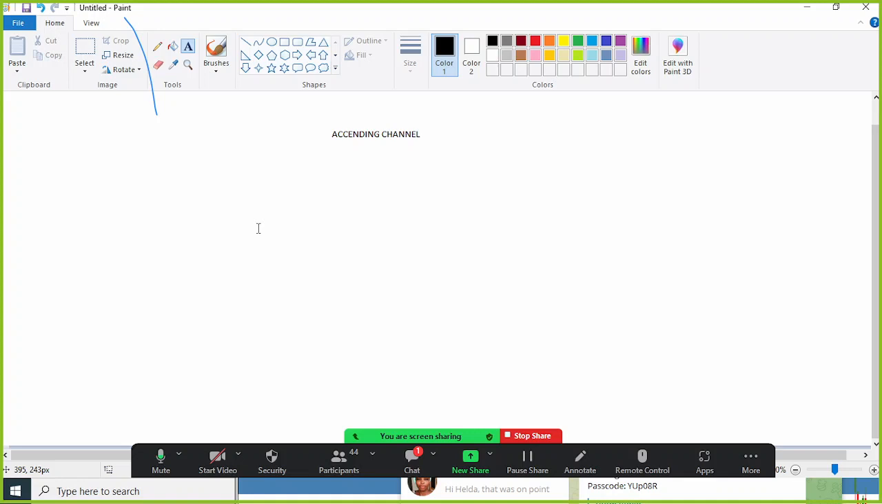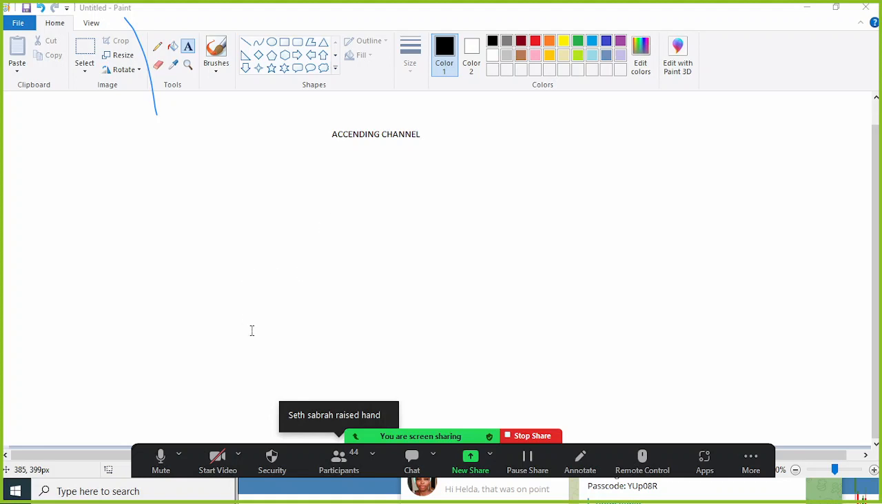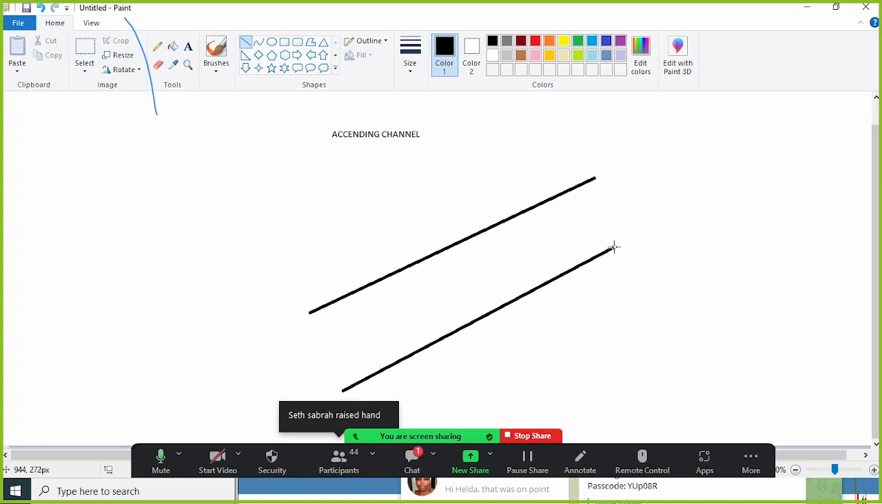So when we say ascending, can somebody please explain to us in your own words what you understand by ascending? Yeah. Hello. Good evening. To my own view, ascending channel is two parallel lines moving to the upside. That is, it is when the market is in an uptrend. And it's formed when the market creates higher highs, higher lows in between the channels. That's when you consider it as an ascending channel. Okay, that's great. One more person.